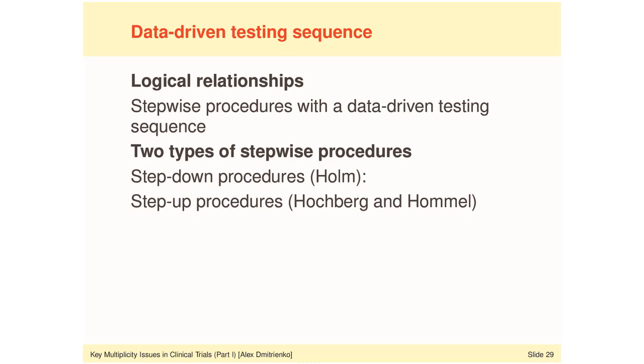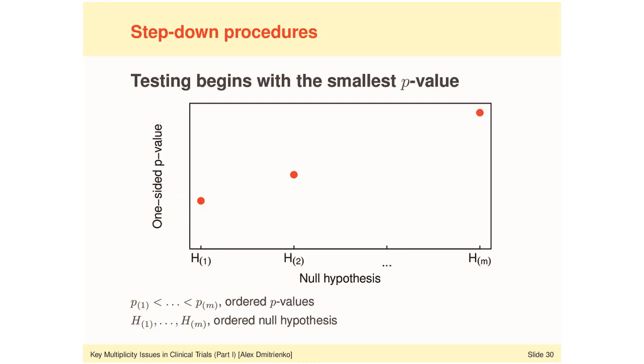There are two classes of stepwise procedures with a data-driven testing sequence that will be defined on the next two slides. The first one is a class of step-down procedures. An example would be the Holm procedure. And secondly, a class of step-up procedures, that includes, for example, the Hochberg and Hommel procedures. We will begin with step-down procedures.